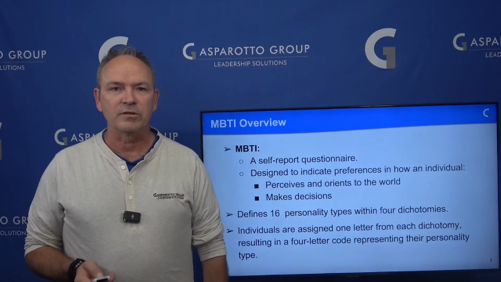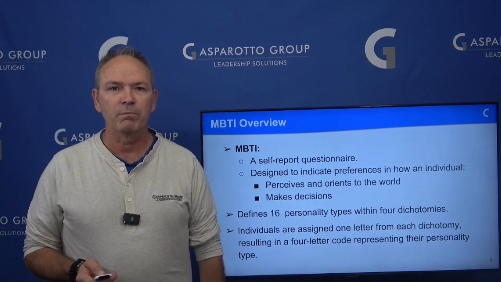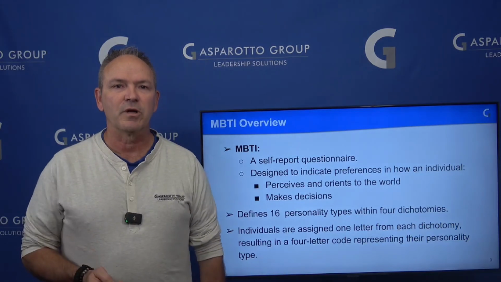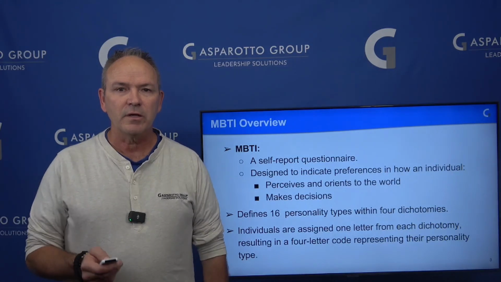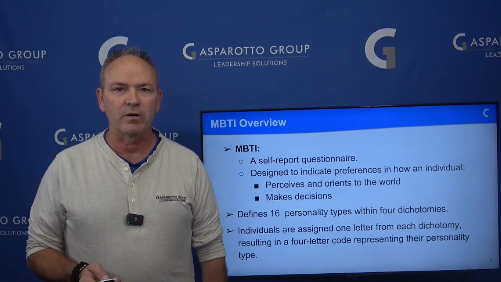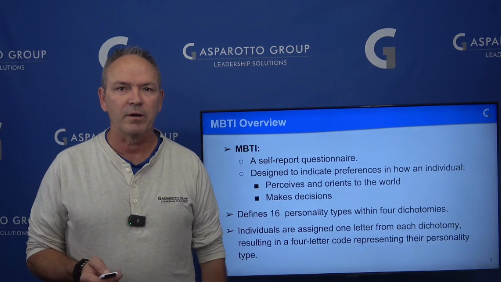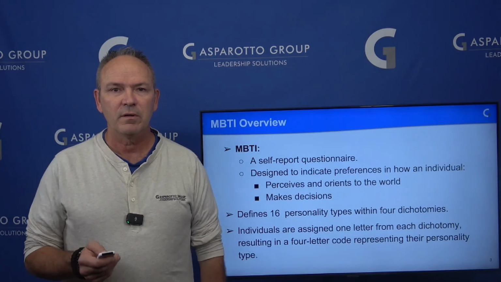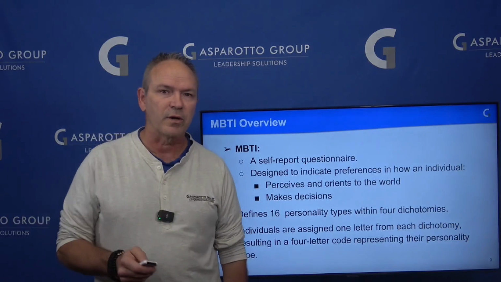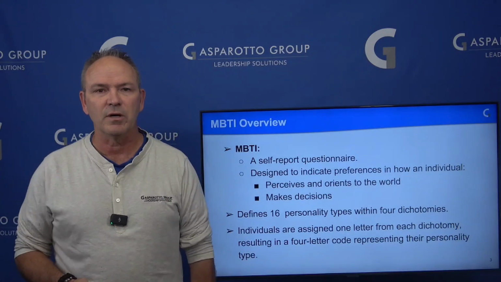The MBTI is a self-assessment tool designed to reveal individual preferences. The test consists of about 90 questions, and it explores how people perceive the world around them and make decisions. Each type is represented by a unique 4-letter code derived from the opposing pairs of dichotomies. By understanding their MBTI type, individuals can gain insights into their strengths, weaknesses, and communication styles.